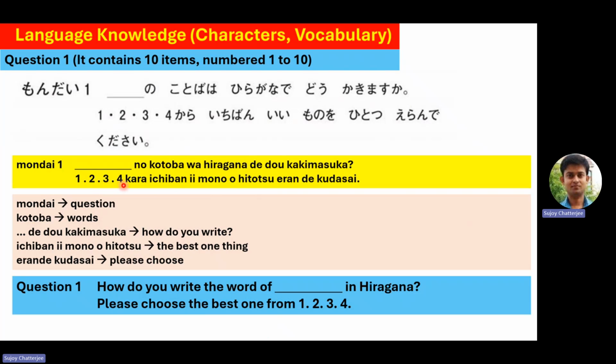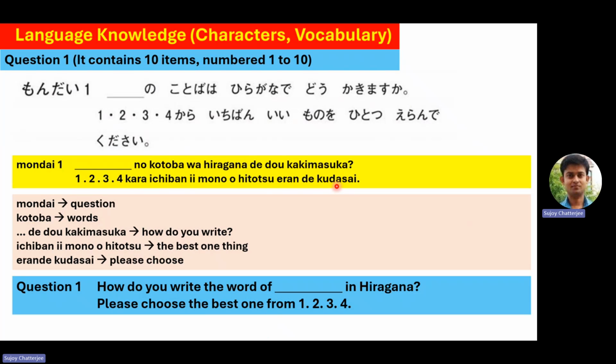Ichi ni san yon kara. That means out of 1, 2, 3, 4. Ichiban ii mono o hitotsu. That means the best one item. Erande kudasai. Please choose. Eran means choosing, to choose. Kudasai is please. So how do you write the word given in this space in hiragana? Please choose the best one from 1, 2, 3, 4. So this is the question.